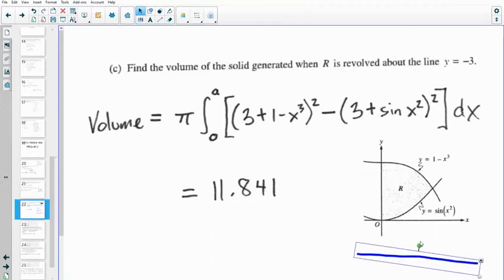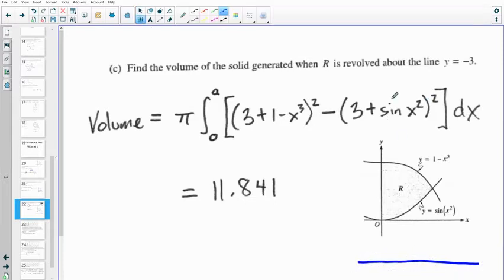And so if this is y equals -3, then when I'm finding my radii, my outside radius and my inside radius, this is pi r squared minus pi r squared. My outside radius is the distance from the axis of revolution to the point on the region that's farthest away. So that's 3 to get up to the x-axis plus the function 1 minus x cubed. There's my outside radius, and then my inside radius is the distance from the axis of revolution, there's the 3, plus the function to the point on the region that is closest. So 3 plus sine of x squared. There is my inside radius.